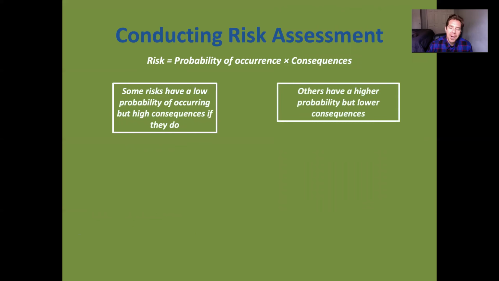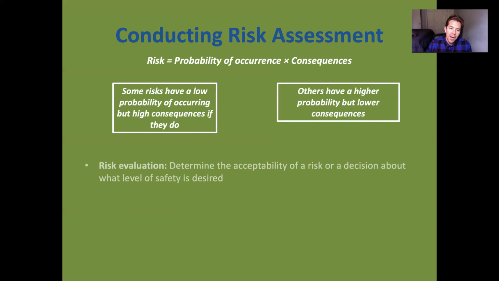Other things might have a higher probability of happening, but if they do, there are lower consequences. And so again, we want to think about these things in terms of prioritizing policy actions. Policymakers tend to focus on things that generally have higher consequences and higher probabilities of occurring. And so with risk evaluation, you're determining the acceptability of a risk or decision, making some type of determination about what risks we are willing to accept. This also requires policymakers to consider.